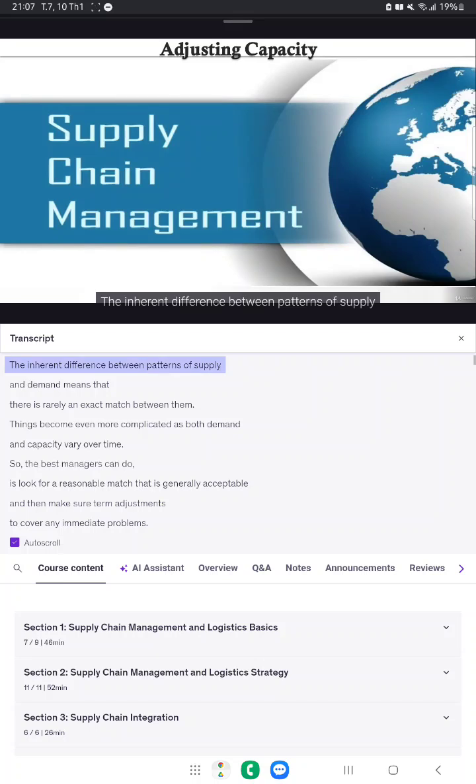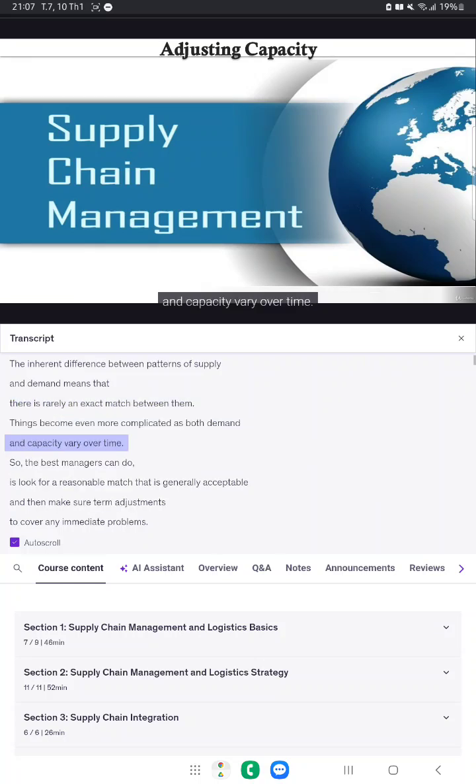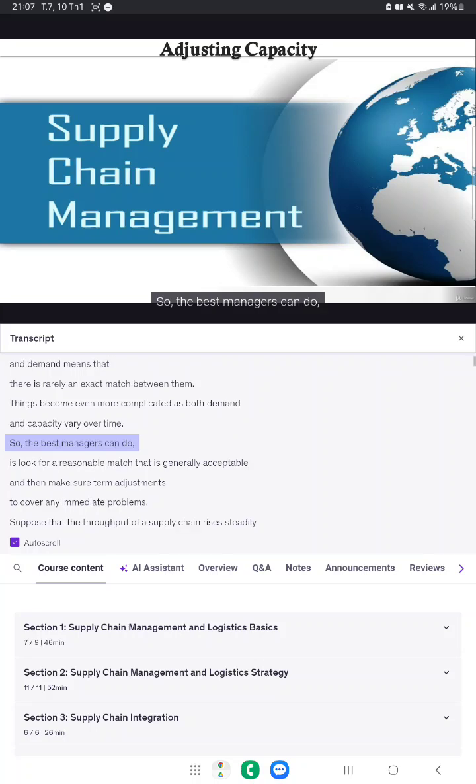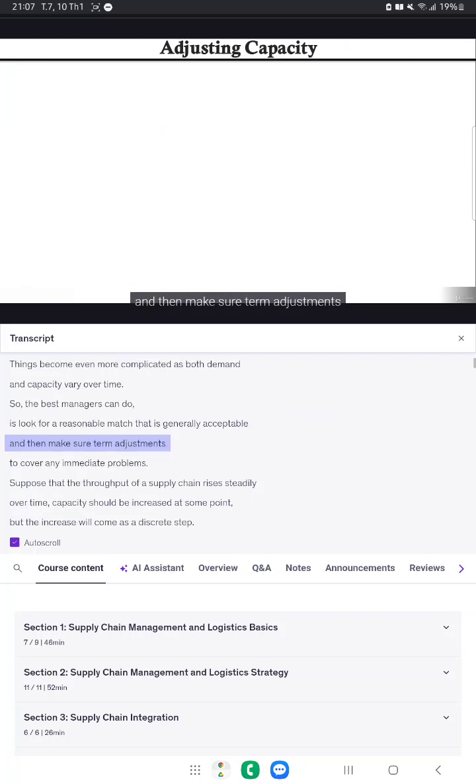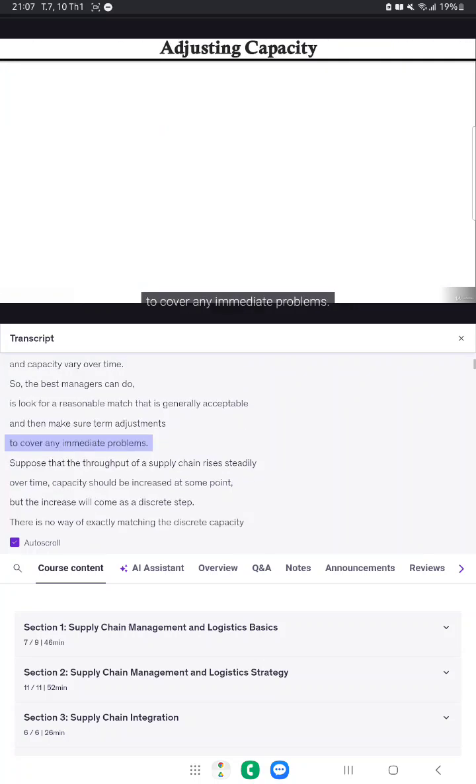The inherent difference between patterns of supply and demand means that there is rarely an exact match between them. Things become even more complicated as both demand and capacity vary over time. So the best managers can do is look for a reasonable match that is generally acceptable and then make short-term adjustments to cover any immediate problems.